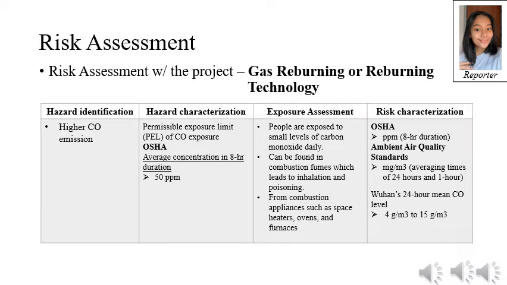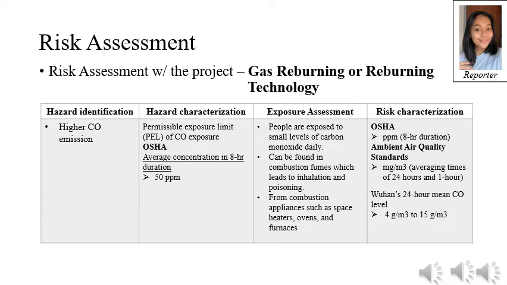Exposure is likely to occur in poorly ventilated or enclosed spaces with combustion appliances such as space heaters, ovens, and furnaces. OSHA measures carbon monoxide levels in ppm during an 8-hour time period. The ambient air quality standards of the Republic of China measure CO levels in milligrams per cubic meter with averaging times of 24 hours and 1 hour. The standard CO levels for 24-hour and hourly mean are 4 milligrams per cubic meter and 10 milligrams per cubic meter respectively.